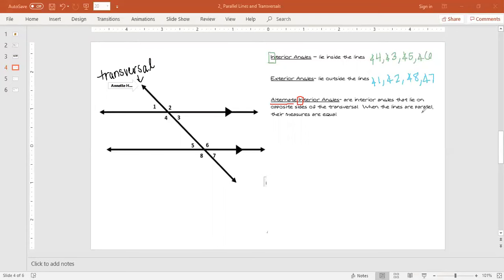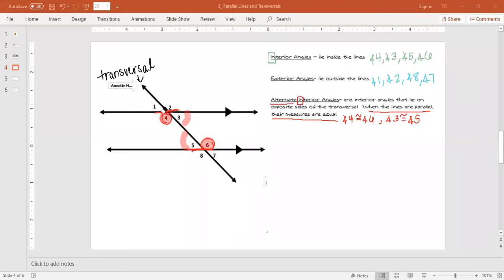And this is very important. When the lines are parallel, their measures are equal. We're going to use that to help us figure out things. So our alternate interior angles here are 4 and 6 and 3 and 5. They're on alternating sides. So angle 4 we know is equal, or congruent, to angle 6. And angle 3 is congruent to angle 5 because they are alternate interior angles. They're on opposite sides of the transversal. So one's over here, one's over here, and they're both on the inside of the lines.